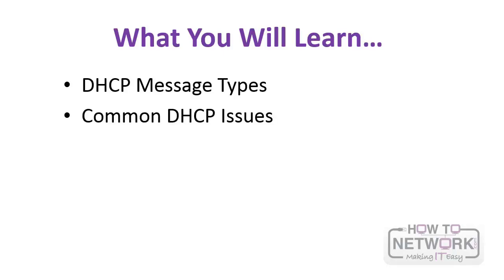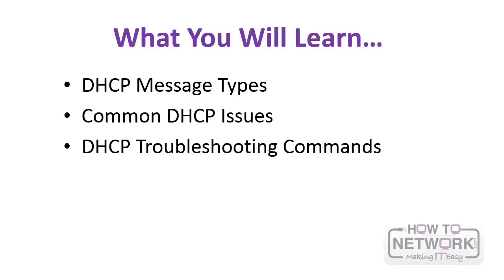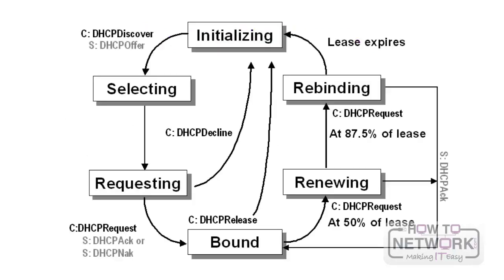Specifically in this video, you're going to learn about DHCP message types. We first need to do a review of these message types so you can understand how to troubleshoot DHCP. Then we're going to discuss common DHCP issues that you will see on a network, and then finally we will cover DHCP troubleshooting commands. All of this information will be required to pass your troubleshooting exam. So let's begin. In order to troubleshoot DHCP effectively, you need to understand the DHCP message types.